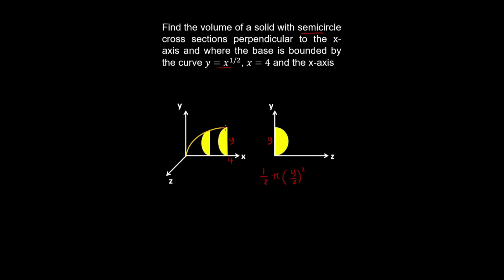And we assign a semicircle a thickness, which is dx, and that gives the volume of one semicircle, and then we integrate from x equals 0 to 4 to get the volume of the entire solid. And you can substitute for y, evaluate the integral, and the volume of the solid looks something like this.